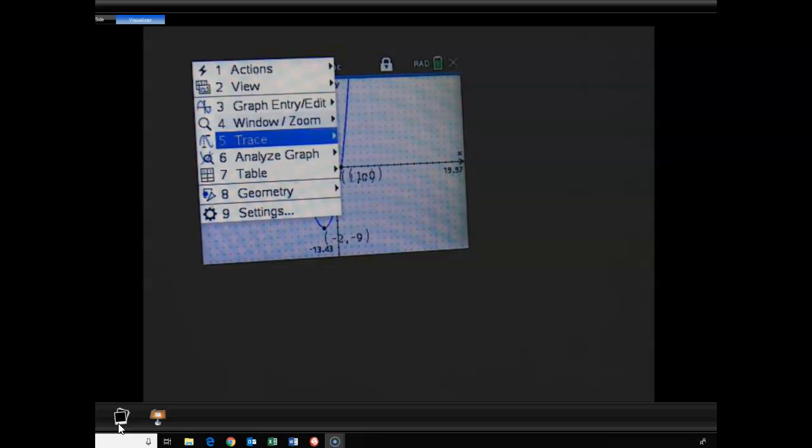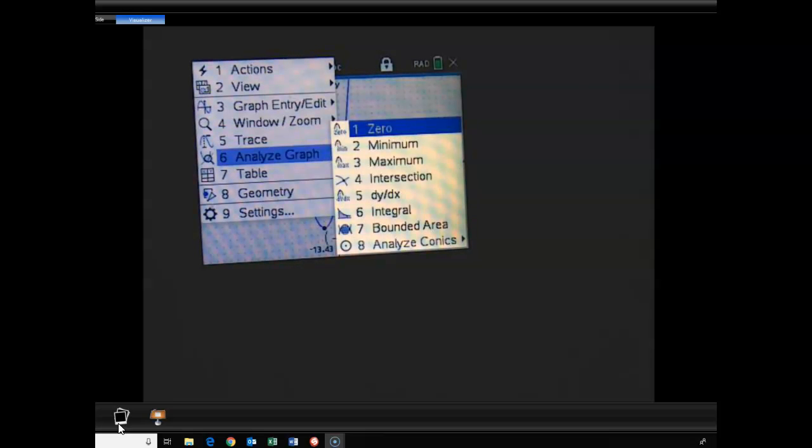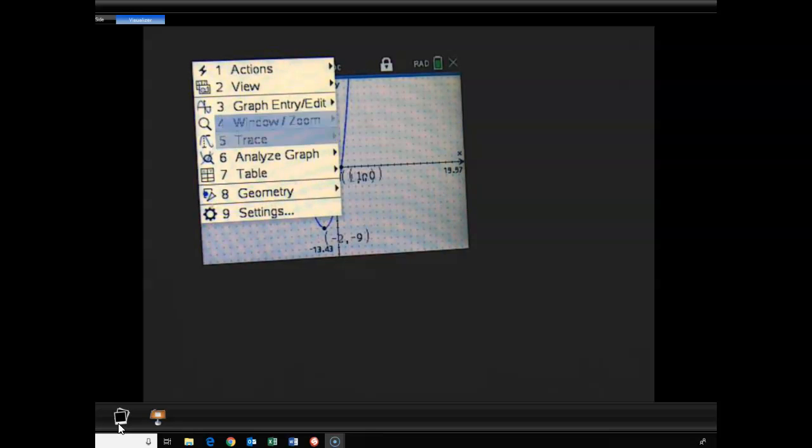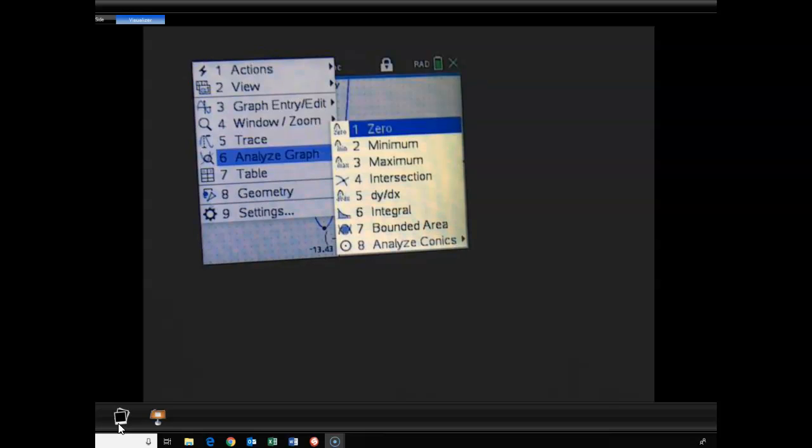So I'm going to menu, analyze, nope, trace. I'm sorry, I hadn't done this one yet. I hadn't done the y-intercept yet.